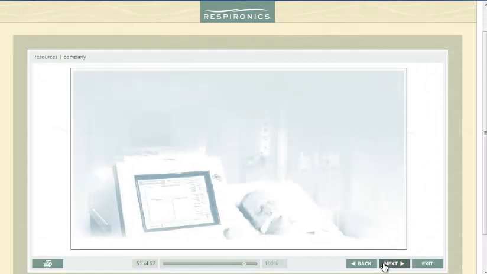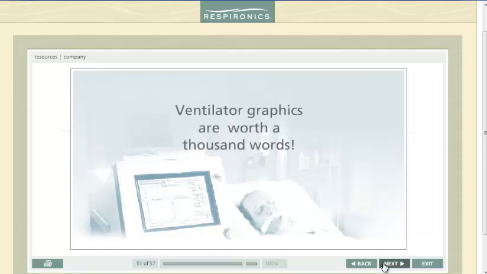Ventilator waveforms and patient trending can guide the clinician in identifying problems and making appropriate clinical adjustments to improve patient-to-ventilator synchrony. Indeed, graphics are worth 1,000 words.